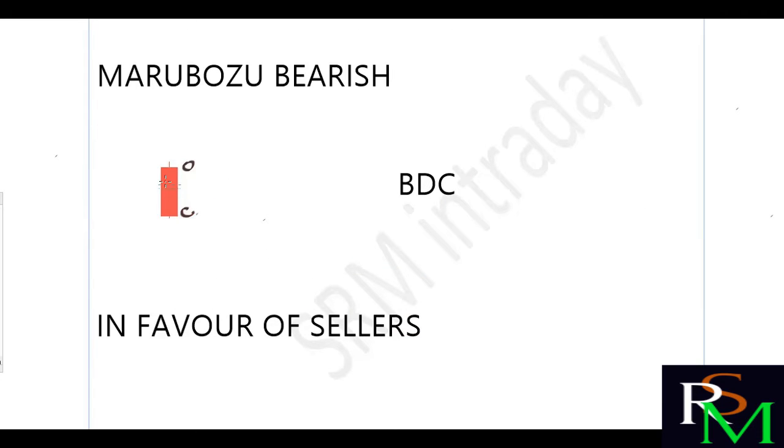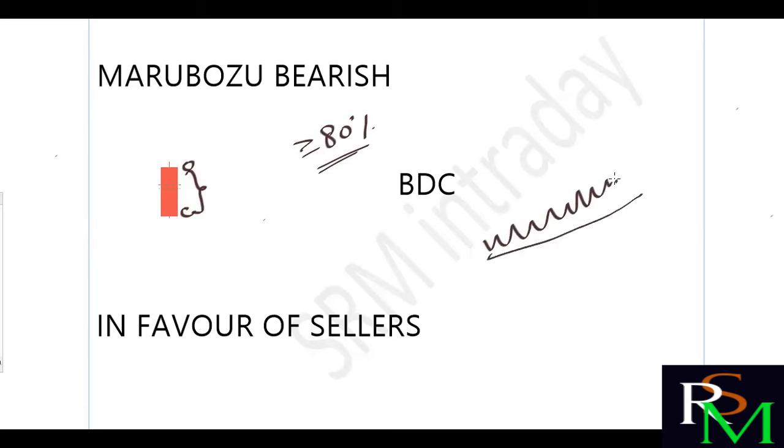The body should be greater than or equal to 80% of the candle. This is the body, you know. It is in favor of sellers. For example, the market is going like this, and if a breakdown happens, it should not happen with a doji or some other candle. If it happens with a bearish Marubozu candle, confidently we can take a decision. Definitely, we can probably see a new trend.